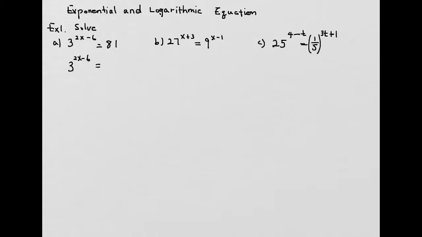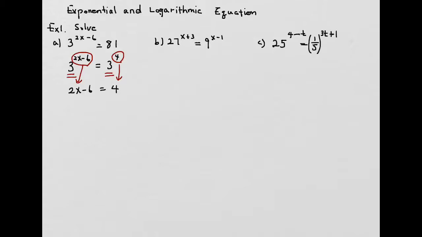We know 81 is the same as 3 to the 4th exponent. Once you've made the same base, so this is the same base right here and there, drop the base, just let the exponents equal each other. So I'm going to have only exponents, 2x minus 6 equals 4. So long as you have the same base, this exponent right here equals this exponent.